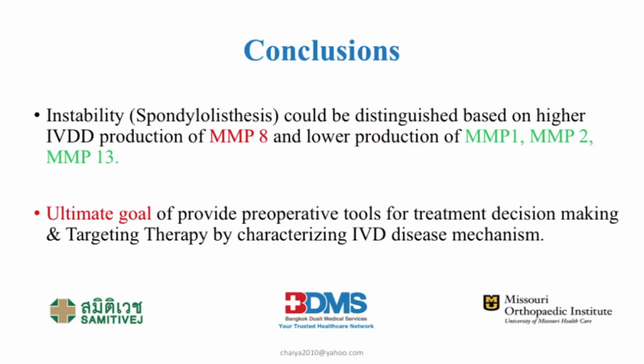In summary, my study indicates potential difference in degenerative enzyme production by IVD degeneration based on the presence of spondylolisthesis. The ultimate goal of this study will be useful to provide preoperative tools for treatment decision making and targeting therapy in the future. That's all of my presentation. Your questions will be entertained.